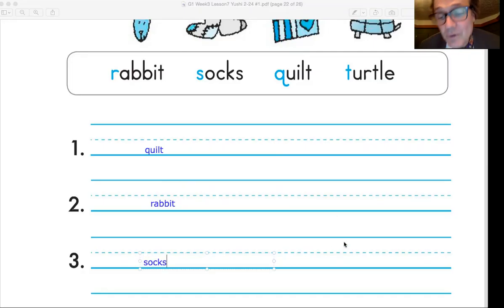Now we already know what's going to be fourth because it's the next one, right? It's going to be turtle. I'm not sure. I'll put it right down here somewhere. I like turtles. Turtle, fourth. So quilt, rabbit, socks, turtle. That is the right answer for the alphabetical order of those. Let's keep going.